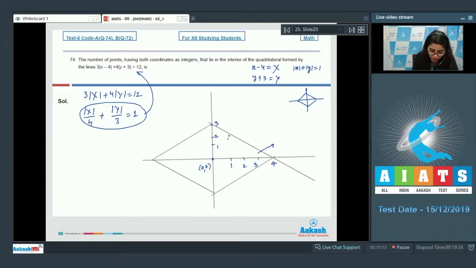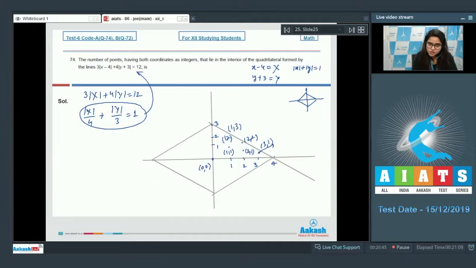So 1 comma 1, 1 comma 2, 1 comma 3. So just see, 1 comma 1 is 1 point, 1 comma 2 which is also inside this triangle. Inside this triangle we have points 1 comma 1, 1 comma 2 and 1 comma 3. It can be inside of this triangle or outside of this triangle. Another point is 2 comma 1 and 2 comma 2. 2 comma 3 is definitely outside this triangle, and one point is 3 comma 1. So we have to check these points.